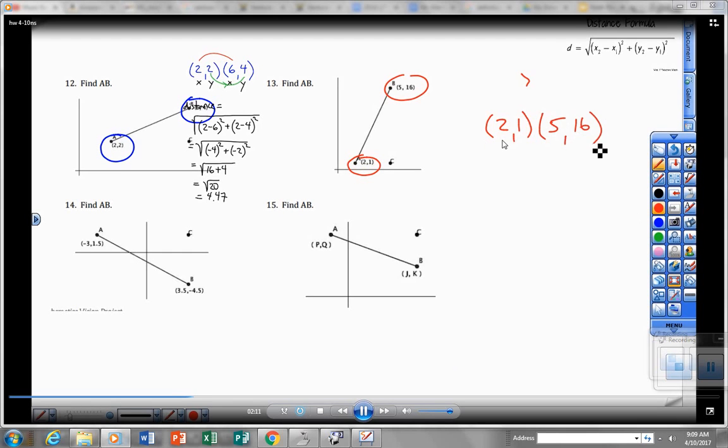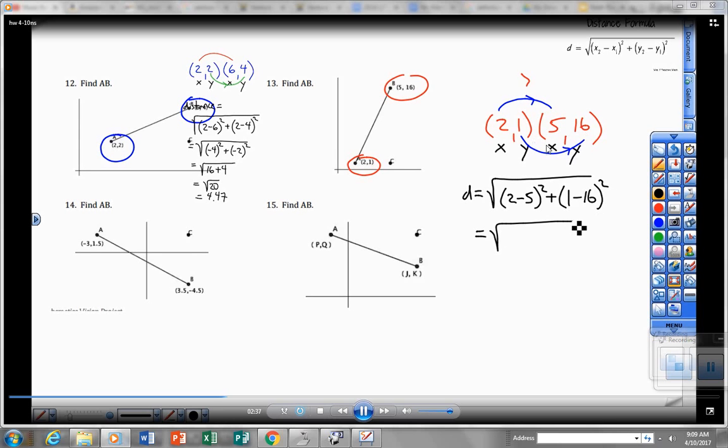Again, remember, x first, y second. I'm going to pair up my x's, pair up my y's. I'm going to subtract left to right. I'm going to make sure in my distance formula I subtract the two x coordinate numbers, 2 minus 5 squared, plus, and then the y, subtract the two y coordinates squared. Make sure you don't mix up an x with a y.